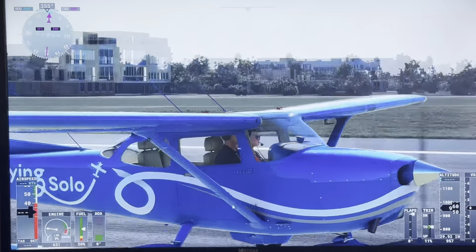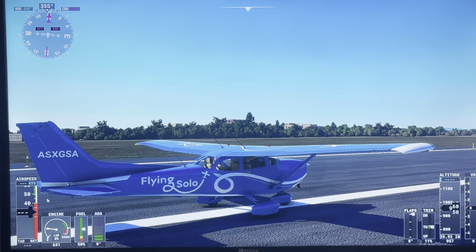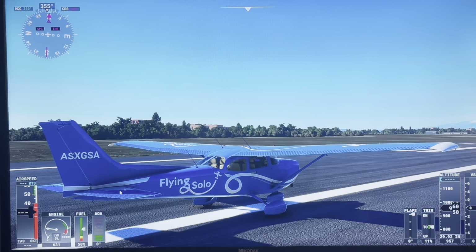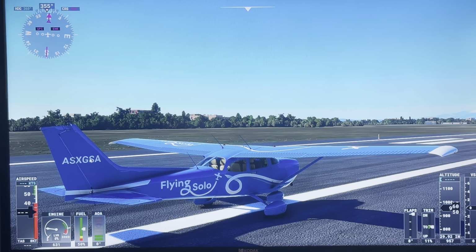Coming to its back part, this is the tail or the empennage of the aircraft. It has a vertical stabilizer. This part is known as the vertical stabilizer, and this part is called the horizontal stabilizer. Behind the vertical stabilizer, or the tail fin, is the rudder, which I will move.